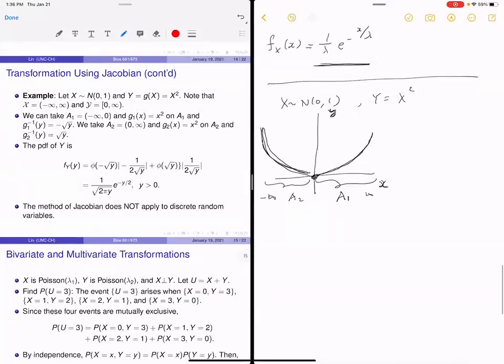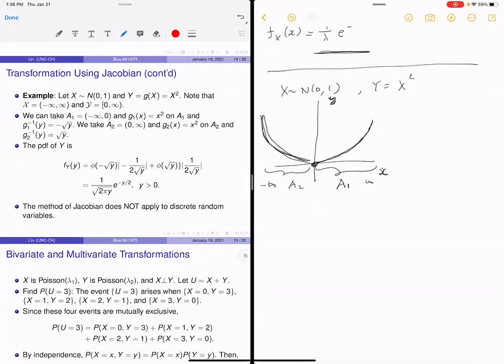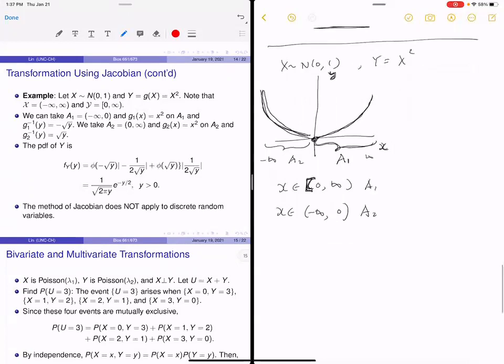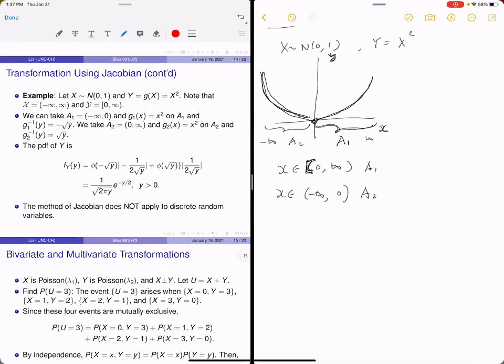Okay, so let's do it then. If x belongs to 0 to infinity, that's A1, so maybe I can give this 0 to A1 and not give 0 to A2. There's a better mathematical notation, but it's okay. You will find out both are the same thing.